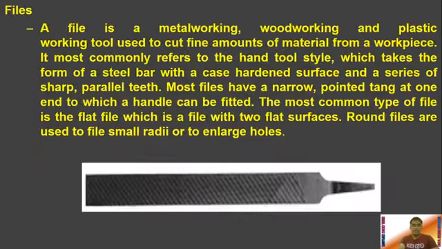Then we have file. So a file is a metal, woodworking, and plastic working tool used to cut fine amounts of material from a workpiece. It is most commonly referred to as the hand tool style, which takes the form of a steel bar with a case hardened surface and a series of sharp parallel teeth. Most files have a narrow pointed tongue at one end to which a handle can be fitted. The most common type of file is the flat file, which is a file with two flat surfaces, just like this one.